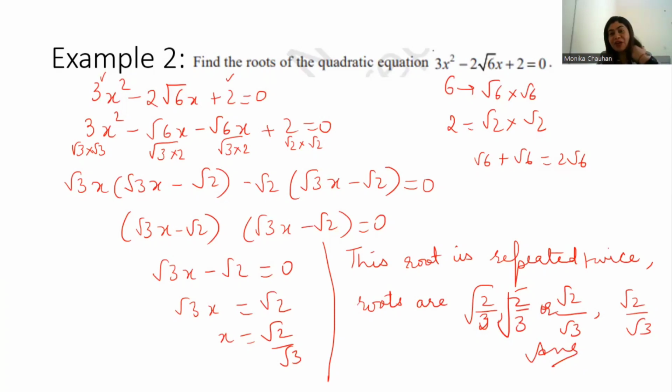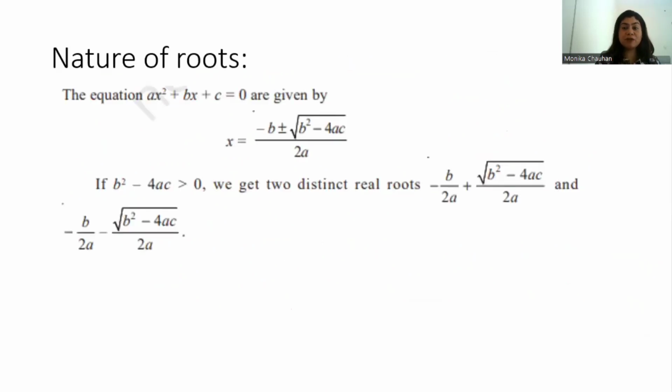I hope this is clear now. I have taken one square root as well with the third form. Okay, so now let's see something else. You have understood how to find the roots of the equation. Now we are going to find out the nature of roots, because here you have seen the two roots are coming out equal. That means this is one of the natures.